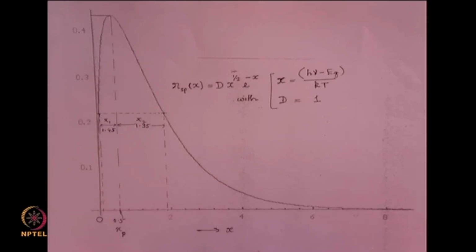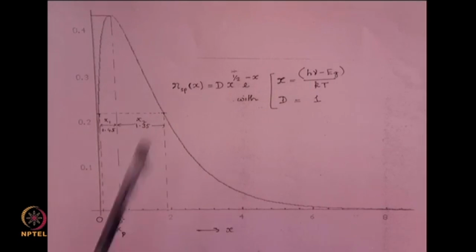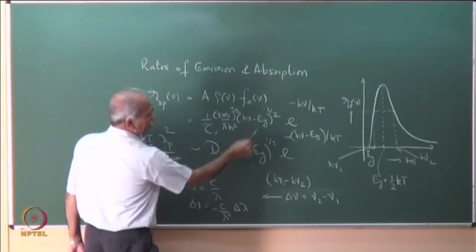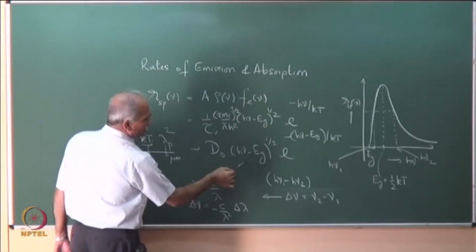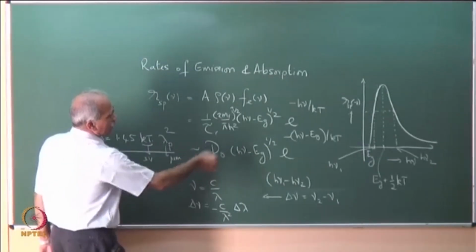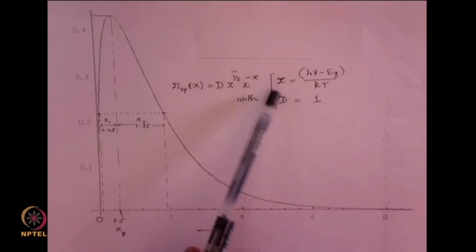I have been qualitatively showing you the variation like this. What I have plotted is R_sp of nu. I have defined x as (h nu minus E g) by k T. Then the expression for R_sp becomes R_sp equal to D into x power half, e to the power of minus x. If I divide by the square root of k T, k T to the power half has been absorbed in this D naught. So, R_sp can be written in this form with x equal to this.